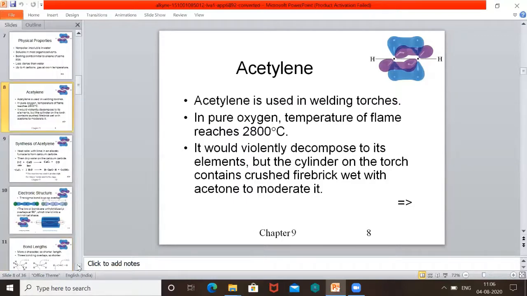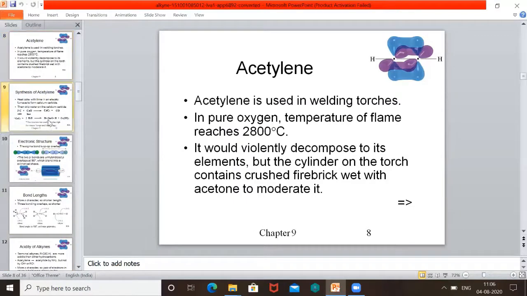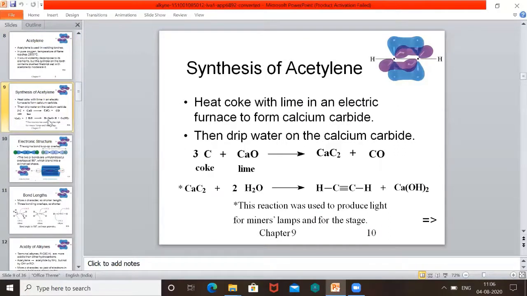Next, let us see how acetylene is prepared. Commercially, acetylene is prepared from calcium carbide. Coke is heated with lime and we get calcium carbide, and when that calcium carbide is hydrolyzed, we get acetylene and calcium hydroxide. This reaction is used to produce light in the miner's lamp. In coal mines, people carry a miner's lamp. There they put some calcium carbide, add water, and light a flame. That flame burns and they get light. That is the miner's lamp. So this is the industrial preparation of acetylene.